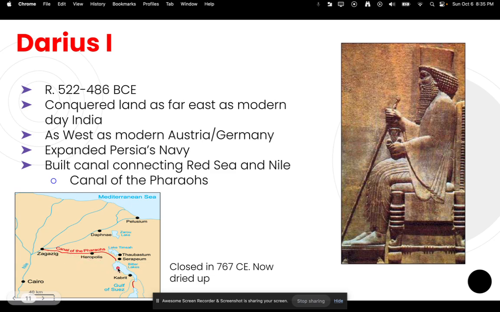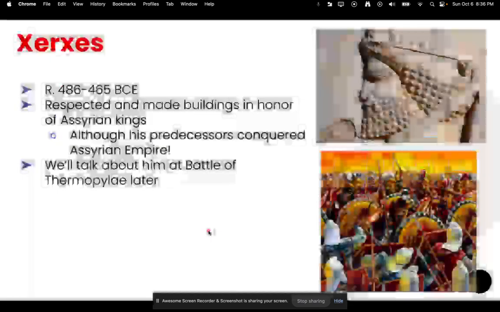And now remember, this was a few thousand years before they had bulldozers and diggers and stuff like that we have today. This was all dug out by hand. Could you imagine that? That's crazy. And the canal was so well built that it actually lasted until 767 CE. Today it is dried up, but you can still see the big divot in the land where the canal once was.